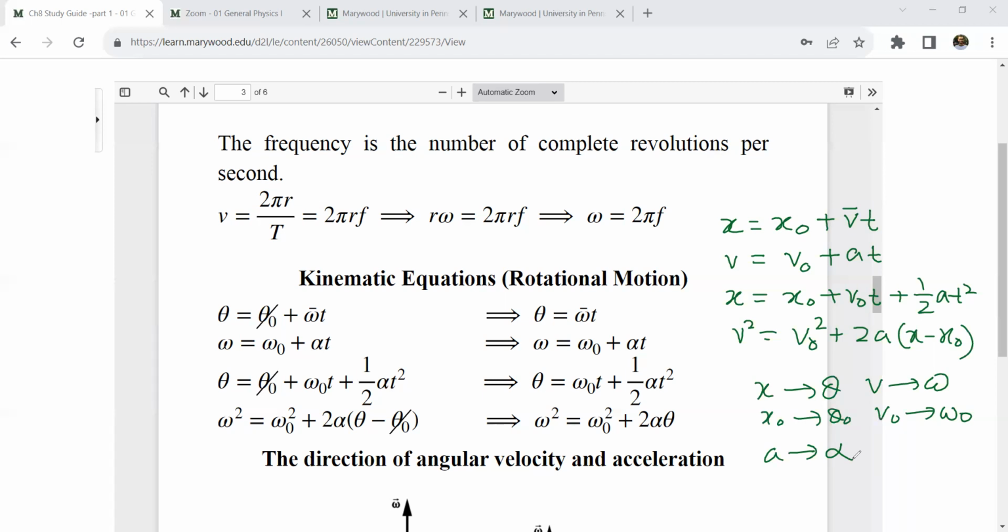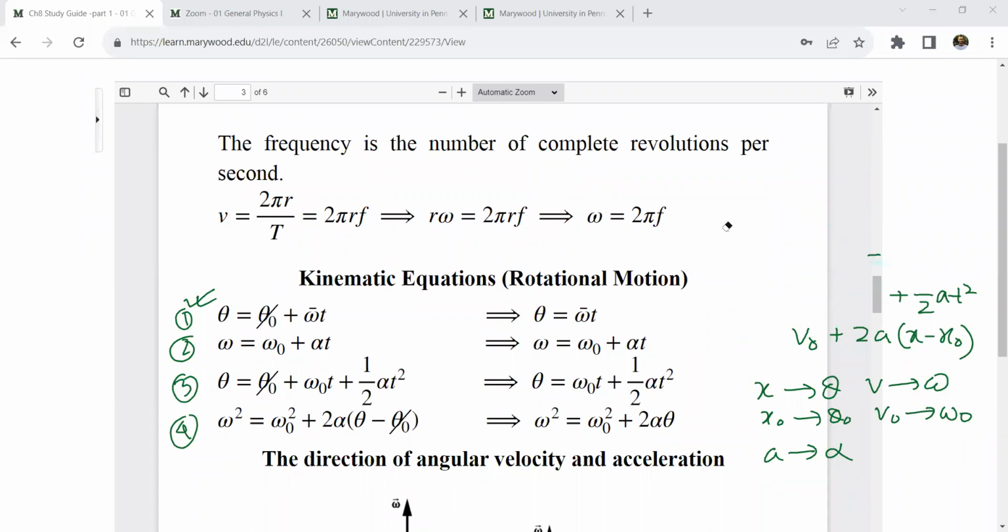What are those 4 equations? These are the 4 equations: 1, 2, 3, 4. Here you see that I replaced x by theta, x0 by theta 0, v by omega, v0 by omega 0, and a by alpha. That's it, so we get these 4 equations. Now let me erase this and just focus on these 4 equations for the rotational motion.